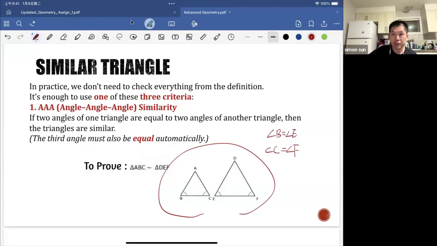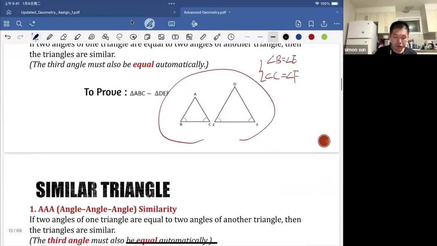Because for any triangle, the sum of all the interior angles is 180 degrees. If you already proved two of the angles are equal, the third one will definitely be equal too. So you actually prove those two triangles are similar. We call this one AA, angle-angle, because two angles will be enough.